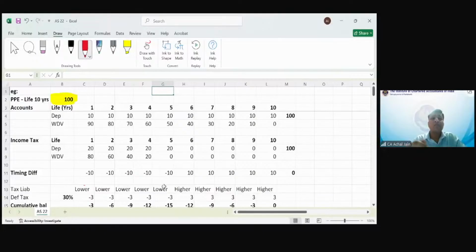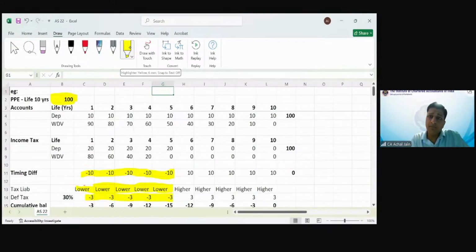Same thing continues. Yes or no? Up to fifth year, my tax liability is lower. Why? Because of difference in the depreciation rates. So I am very happy to pay lower tax, but there is a problem. Now, what is the problem?